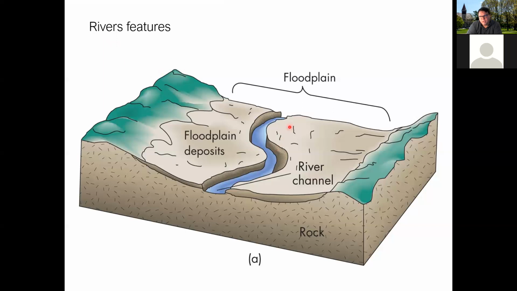Some key terminology here. This is just a generalized drawing of a river channel. It's neither designed to be a bedrock nor an alluvial river. But you'll see here that the area where water is actively flowing is termed the river channel. You'll notice that the floodplain deposits are made when the river floods on occasion.